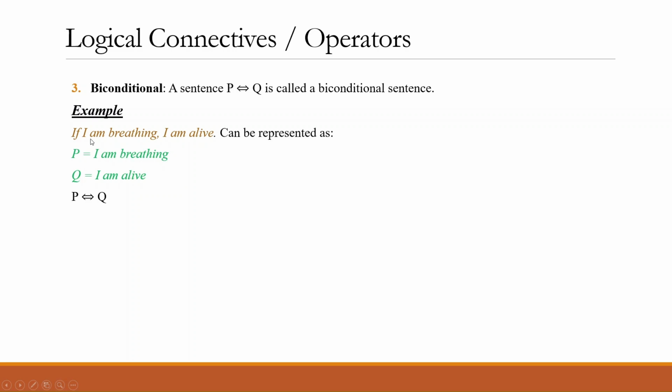As an example, if I am breathing, I am alive, can be represented as, again, we can break it into two atomic propositions. P, I am breathing. Q, I am alive. So P biconditional Q.